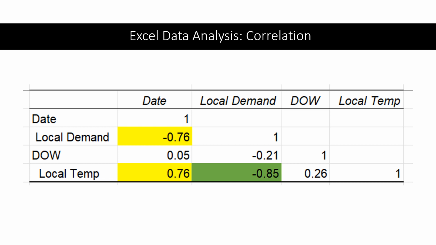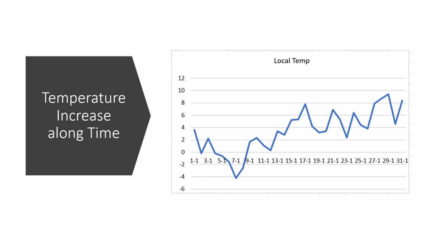On the other hand, we see a significant negative correlation, minus 0.76, between demand and date, which we did not expect. As dates increase, demand decreases. The explanation is that there is a positive correlation between date and temperature. Temperature increased as January advanced. A date increase caused a temperature increase, and this caused a demand decrease.